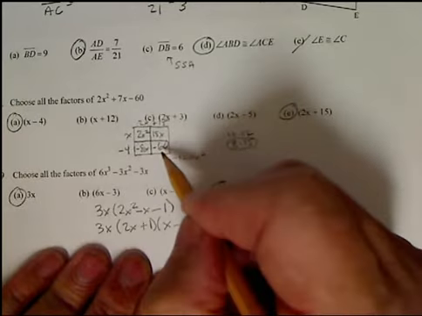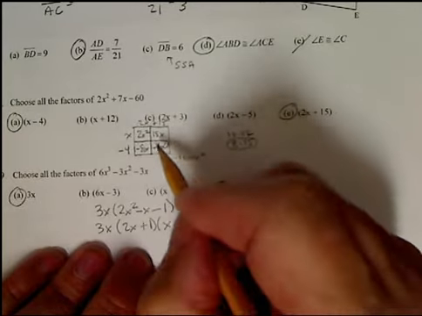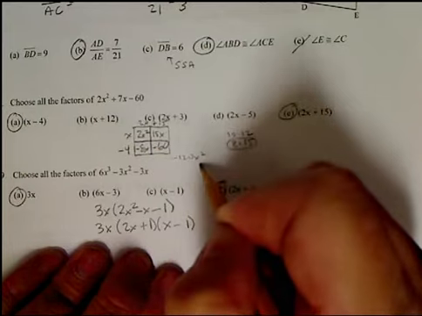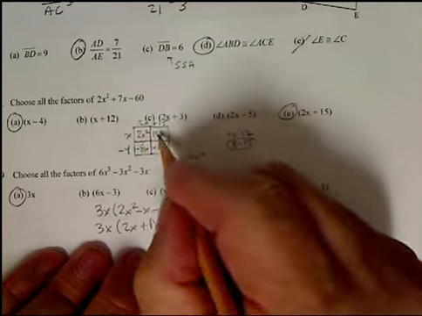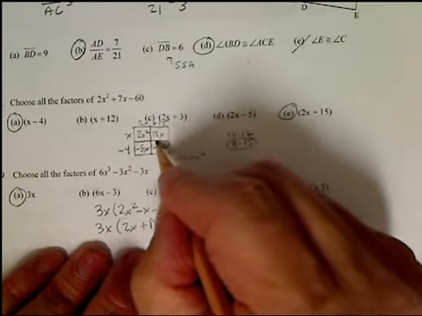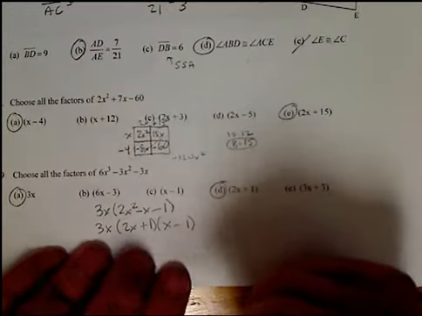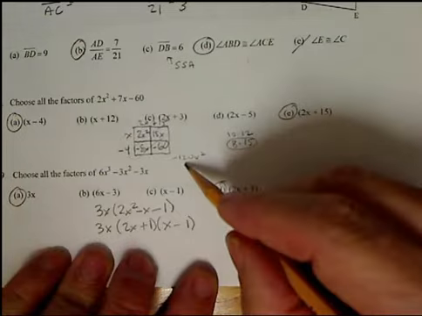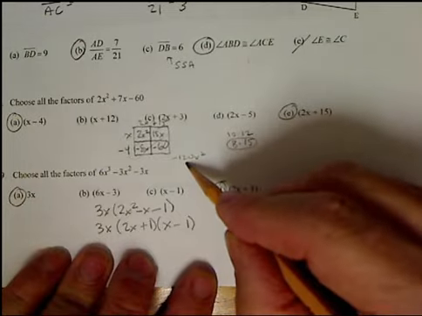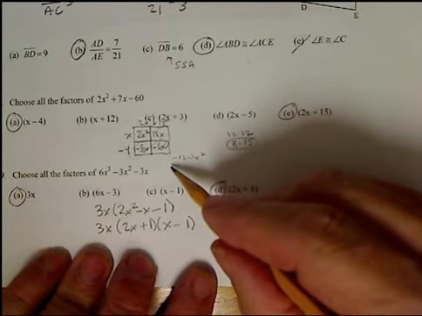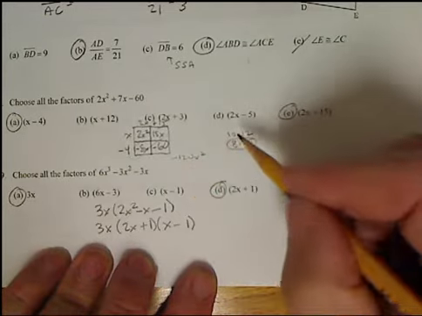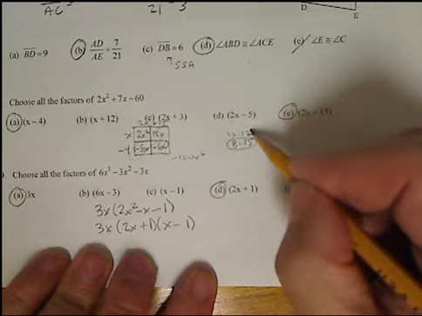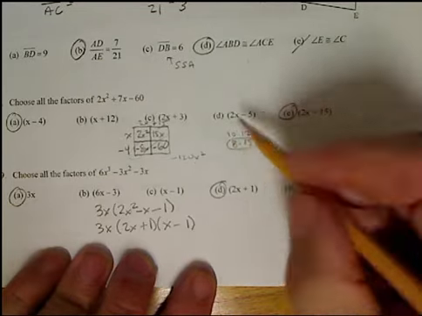2x squared, negative 60. Multiply those together, get negative 120x squared. These two have to multiply to give me negative 120, but add to give me positive 7. Start with two numbers as close as you can to 120 as possible. Sign's negative, therefore one's positive, one's negative. So 10 times 12. Then I would try 9 inside of 120.